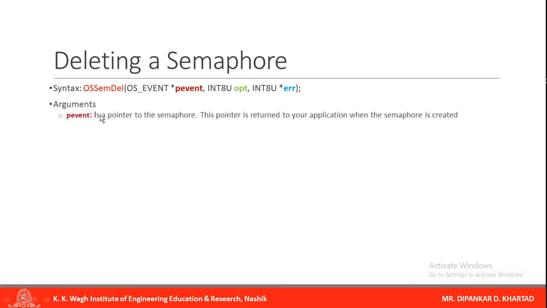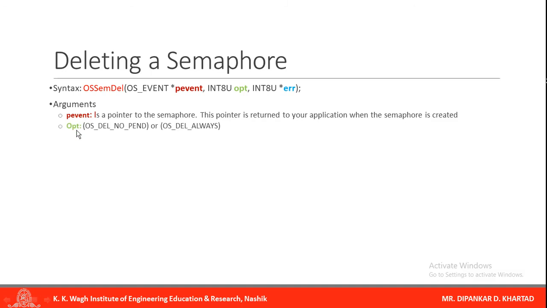Now the first argument, pevent, is a pointer to the semaphore. This pointer is returned to your application when the semaphore is created, because when you create the semaphore, a pointer is written, as we have seen earlier, and that is stored in this pevent. That's why we created that variable while creating the semaphore, of type OS_EVENT. So it is the pointer to the semaphore, returned to the application when the semaphore is created.